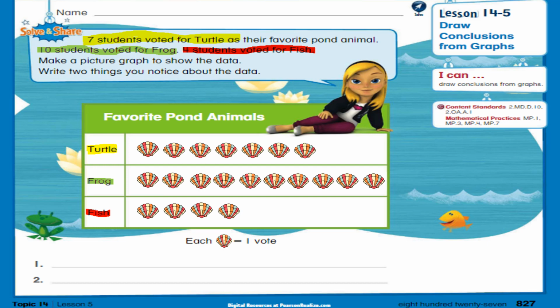Now we have to write the 2 details for the graph. So if you look at the graph, what do you notice? Which animal has the most votes? Excellent. Frog has the most votes with 10 votes among all 3 animals. And which one has the least votes? Very good. Fish. Fish has the least votes.